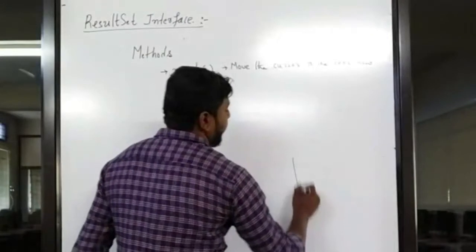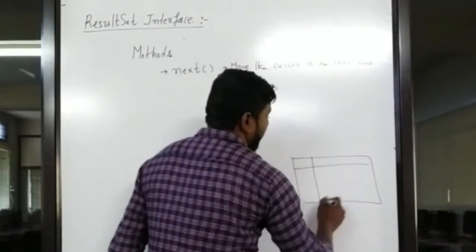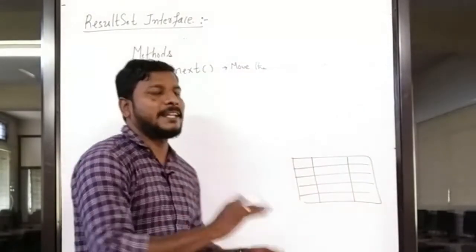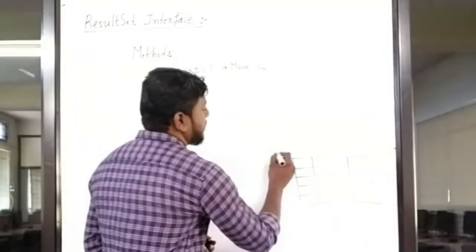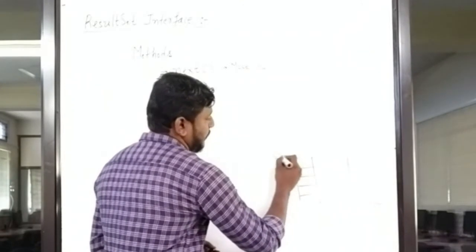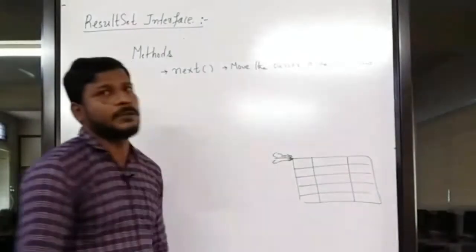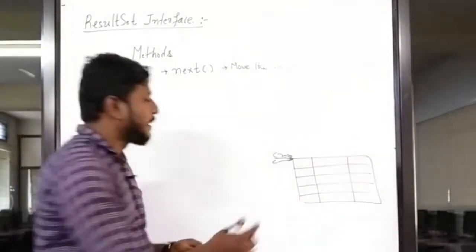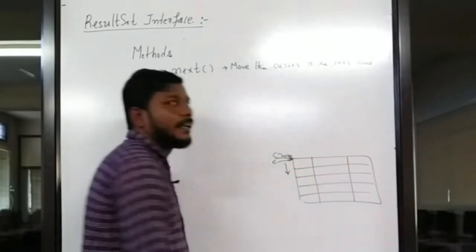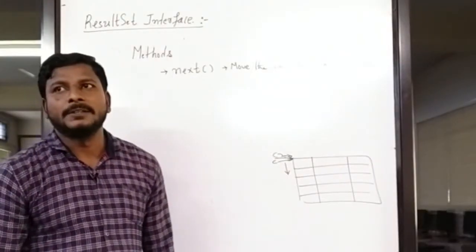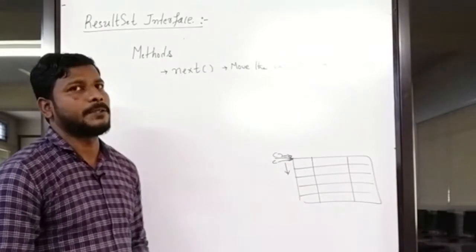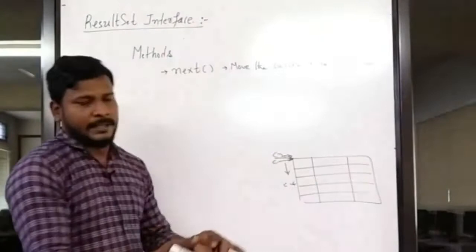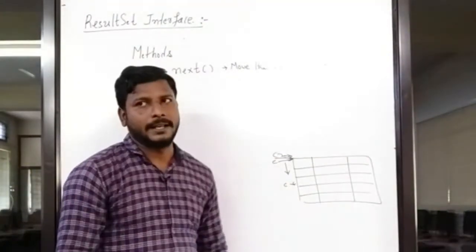So for example, if I have a result set with, say, 3 columns and so many rows, once you execute select star from something like that, normally the cursor will be pointing to the first row itself. If you call rs.next, the cursor will be pointed to the next row, the second row. Are you getting? It moves to the next row from the current position. Just assume that the current position is here. rs.next, what happens? It comes to the next row, right?